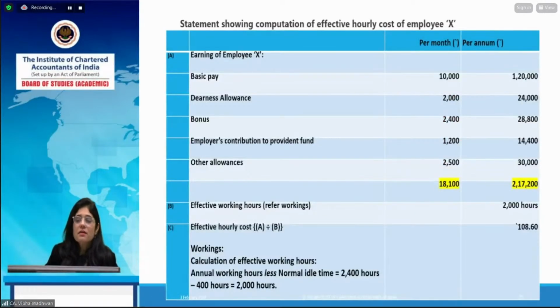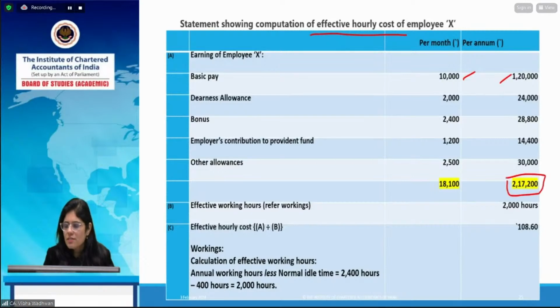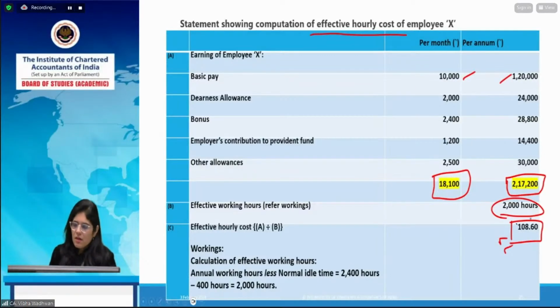Okay, this is the solution also we have. So you can have a good look at it. Statement showing computation of effective hourly rate, right? So we have this per month and this is the annual. So this is the total cost and this is total cost per month. Effective hours are 2000 and this is the actual answer, the final answer, 108.60.